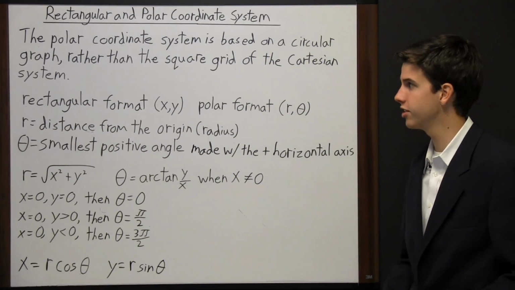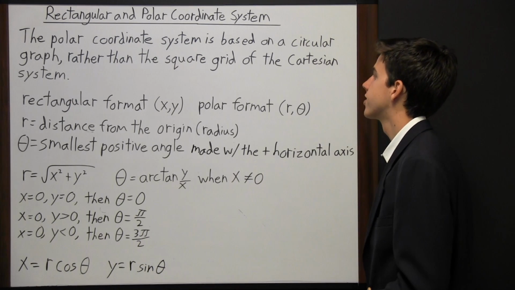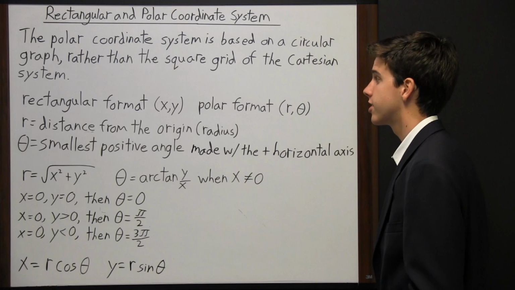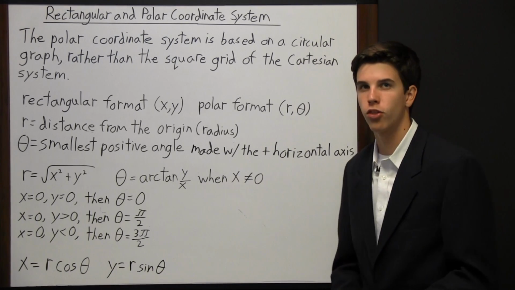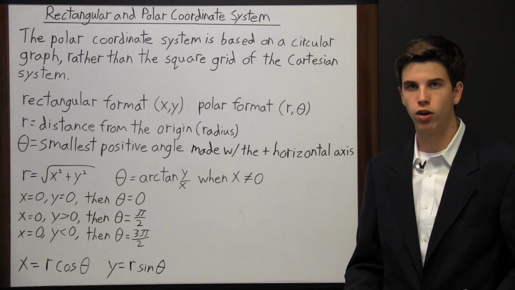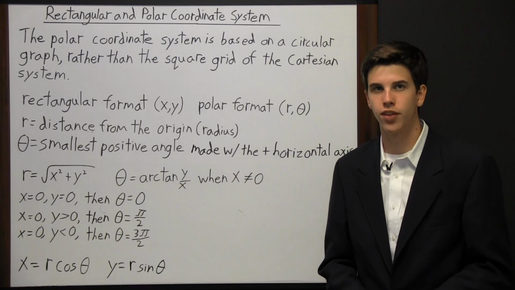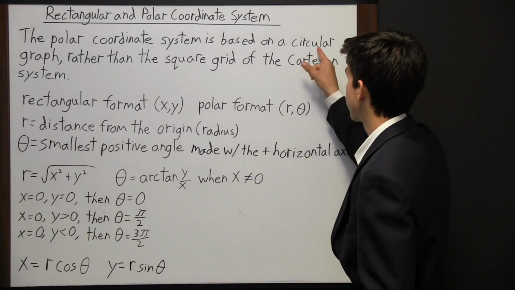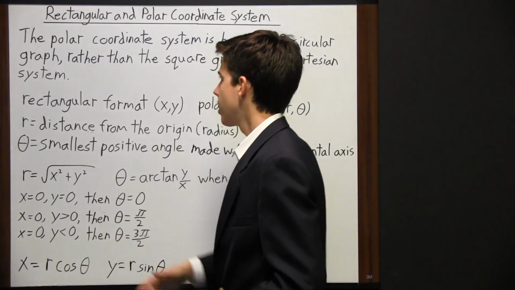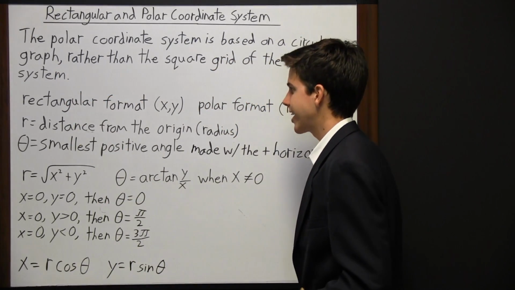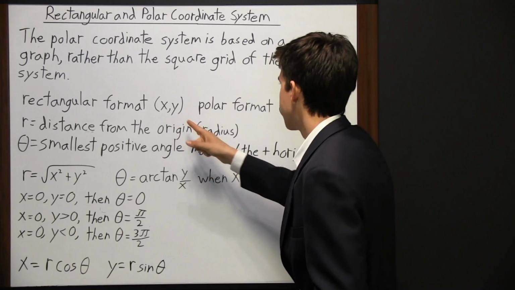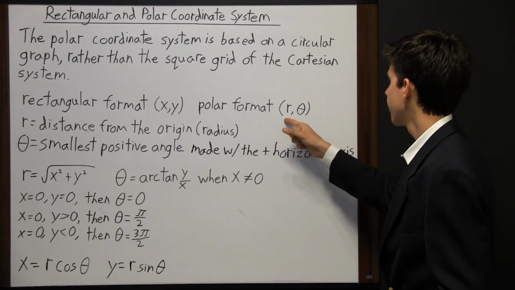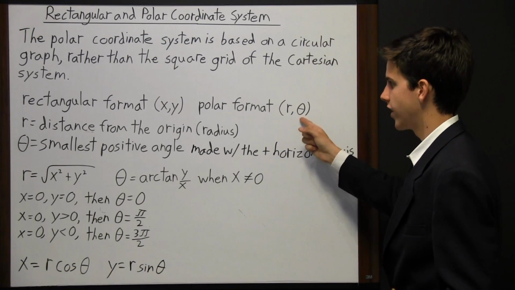The polar coordinate system is based on a circular graph rather than the square grid of the Cartesian system. I'm sure you're familiar with the rectangular coordinates, and those lie on the square grids of the Cartesian plane. But the polar coordinate system is different because it's based on a circular graph. And so we would write rectangular format like this, x and y. But we write the polar coordinate system in this format, r and then theta. That's what we call that symbol right there.